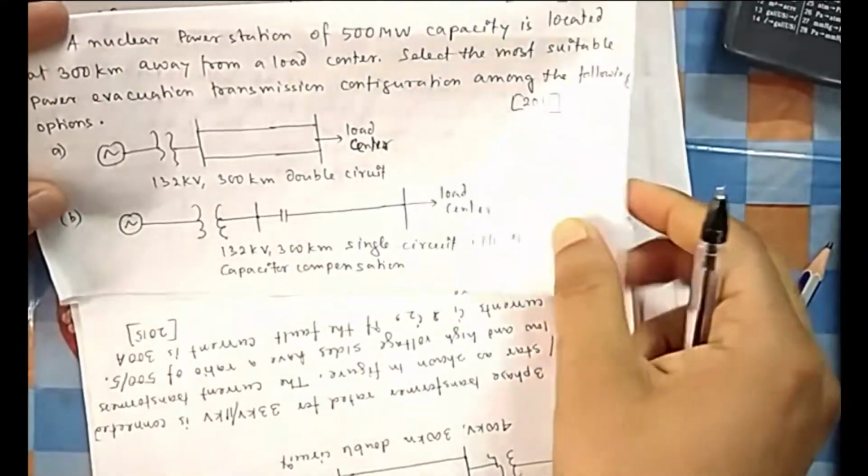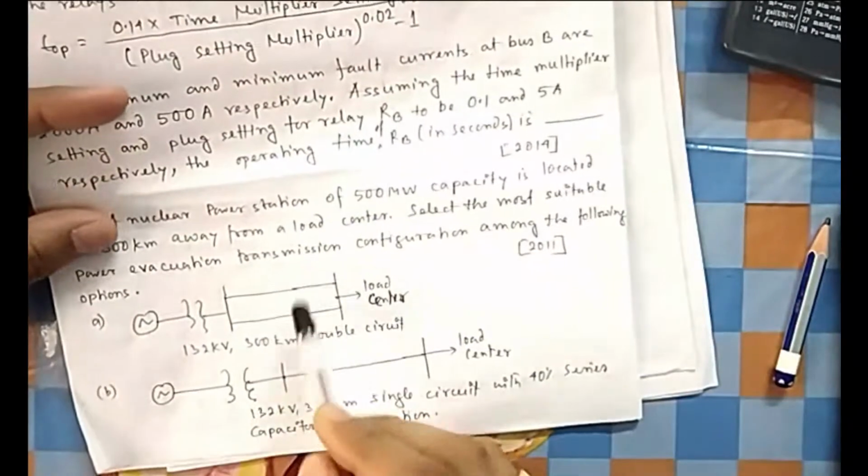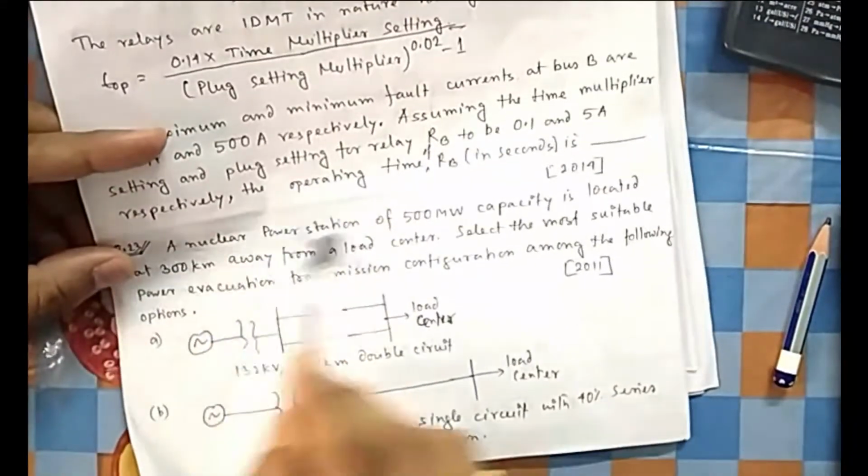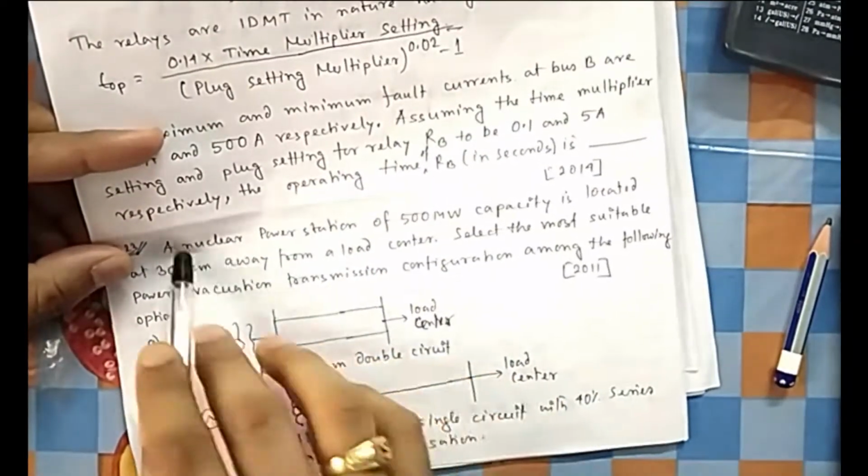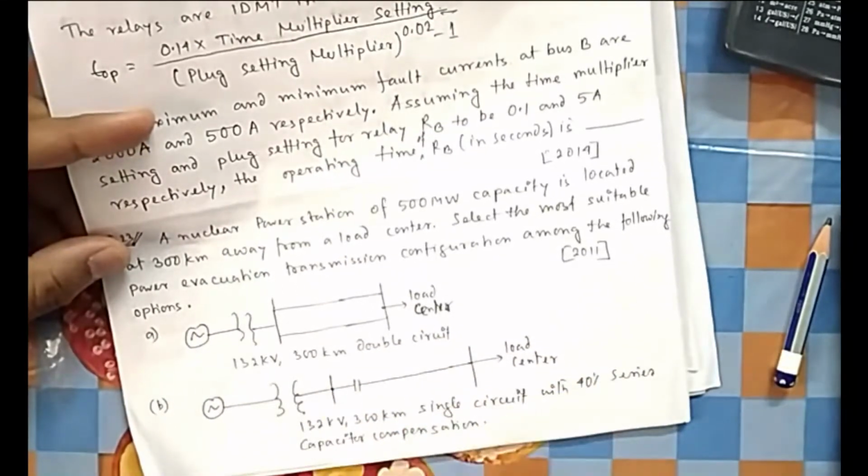Select the most suitable power evacuation transmission configuration among the following options. Which are the options? They have given 132 kV and then 400 kV, and single circuit and double circuit. We always prefer double circuit, and it is a nuclear power station, so it is very tough to suddenly switch it off and switch it on.